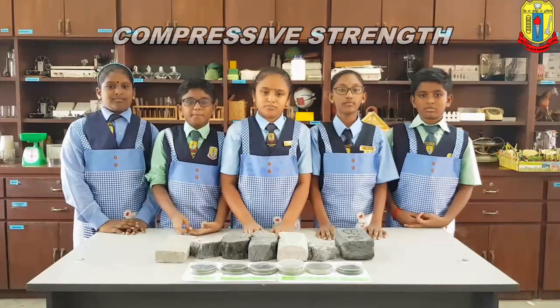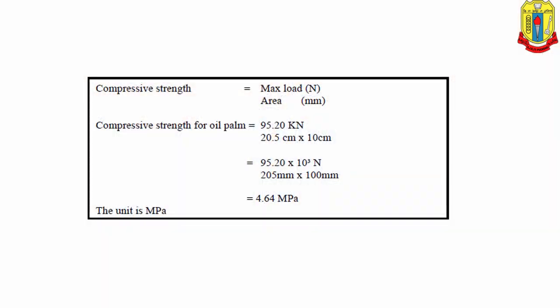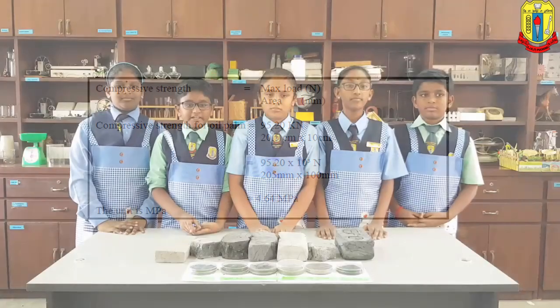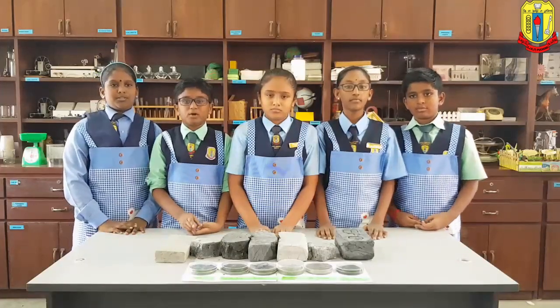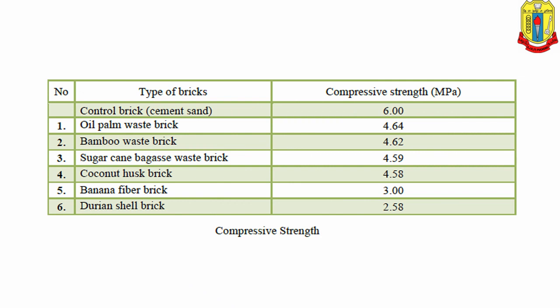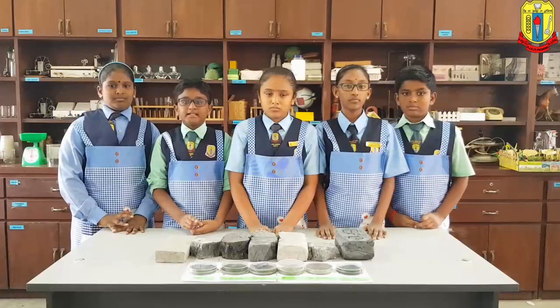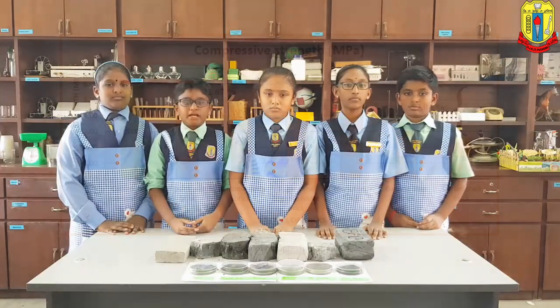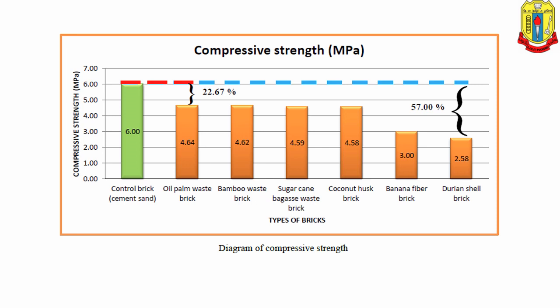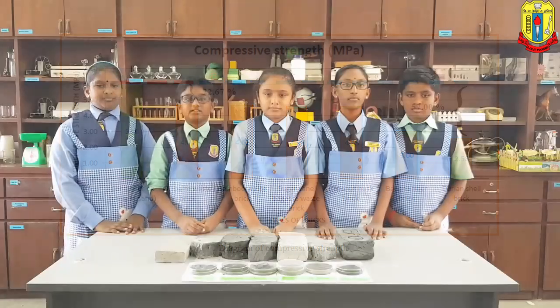Compressive strength. The compressive strength of the bricks is presented in the figure above. The EFB bricks have slightly less compressive strength than the control brick but the highest compressive strength among the other resources. EFB, bamboo, sugarcane, maize and coconut fiber have similar compressive strength. Durian brick has the lowest compressive strength.